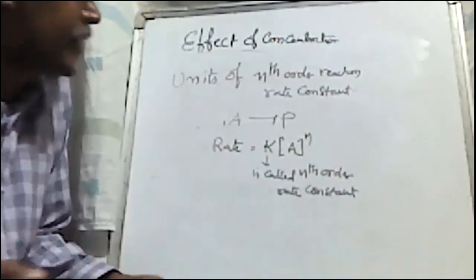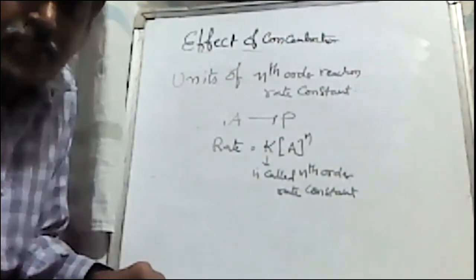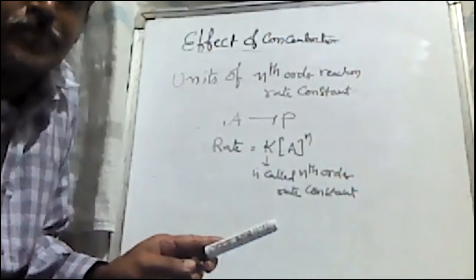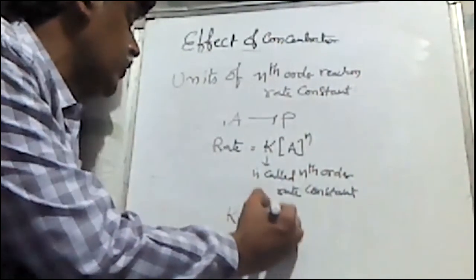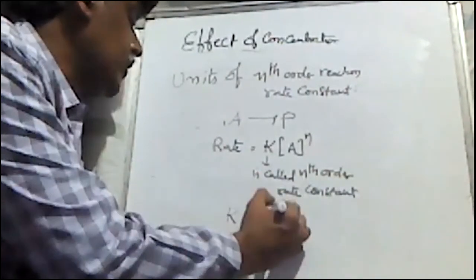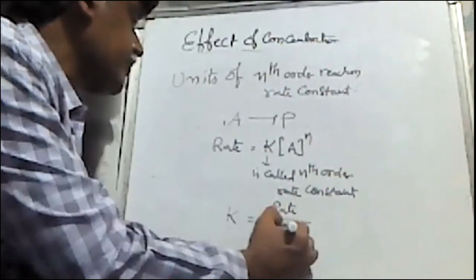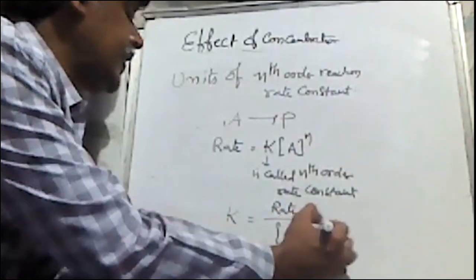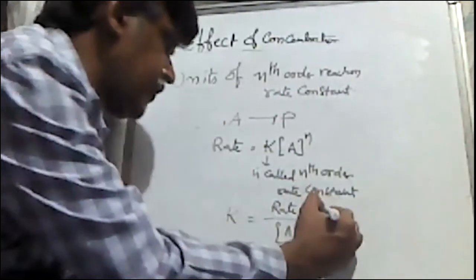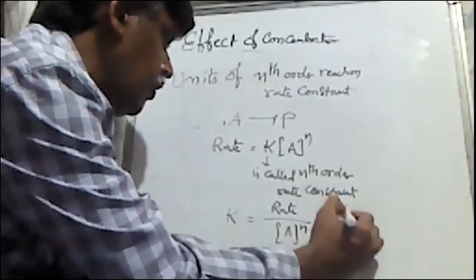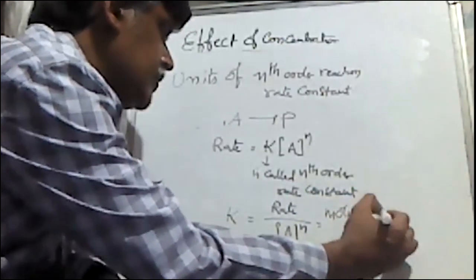K is called the nth order rate constant. Now, how to write units for this? K is equal to rate by concentration power n. What are the units for the rate of reaction? The units for the rate of the reaction are mole per liter per second, mol L⁻¹ s⁻¹.